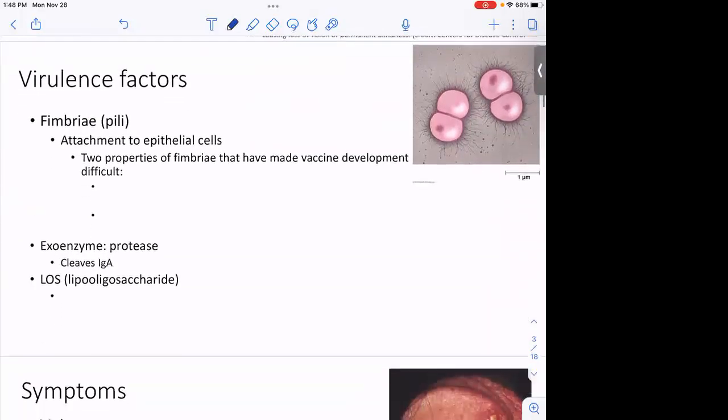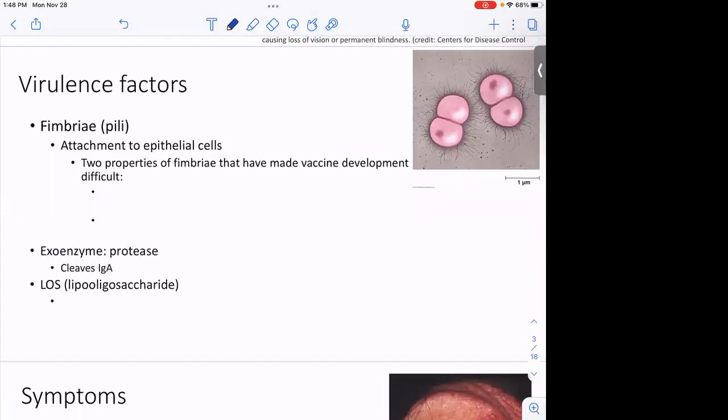I think we're a couple minutes early here, but I'm going to let you go a couple minutes early, and we'll hit those virulence factors next time. There's a couple interesting ones that are a little bit complicated. So we'll start out fresh next time.